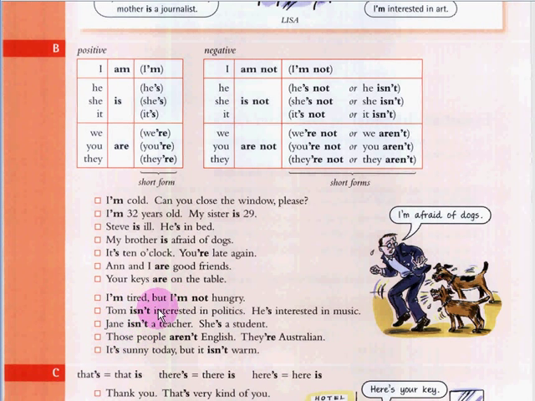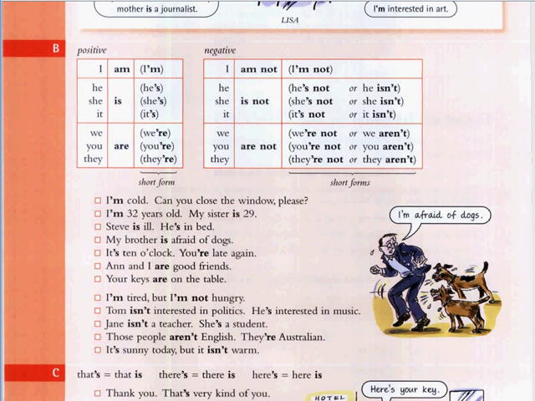Tom isn't interested in politics. He's interested in music. Jane isn't a teacher. She's a student. Those people aren't English. They're Australian. It's sunny today, but it isn't warm.